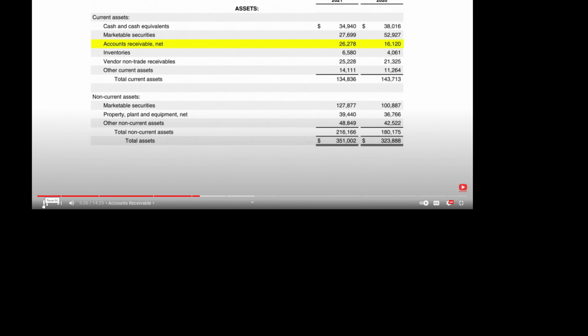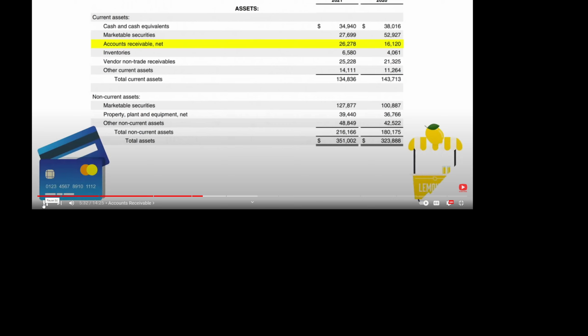Next up, we have accounts receivable. Accounts receivable is the amount of money owed to the company by customers for purchases made on credit. Let's say you own a lemonade stand. One of your customers asks you to supply lemonade to a party he's hosting. Let's say you supply $20 worth of lemonade to the party and the customer says to send him over the bill for $20 and he will pay you next week. This is an example of an accounts receivable.